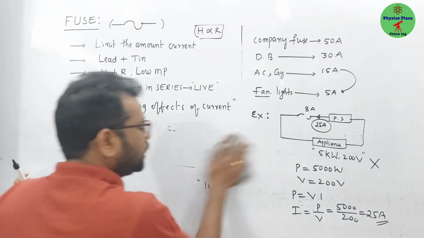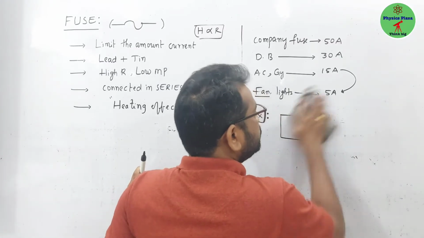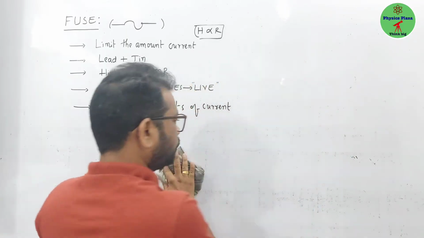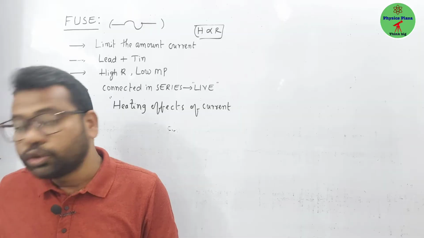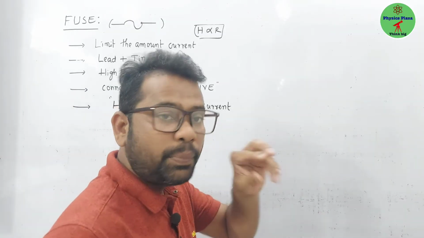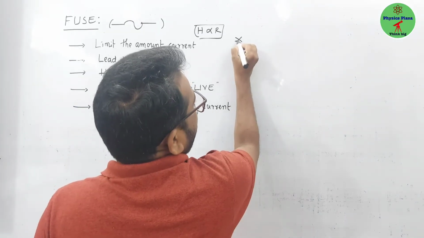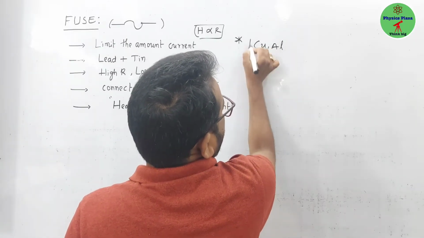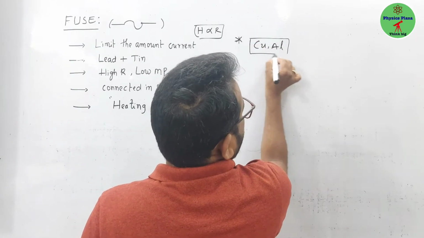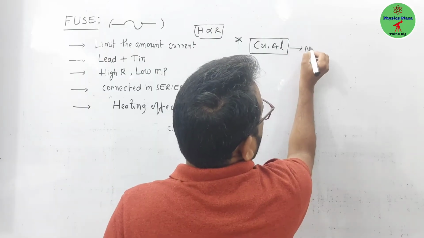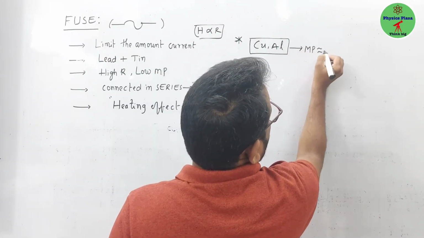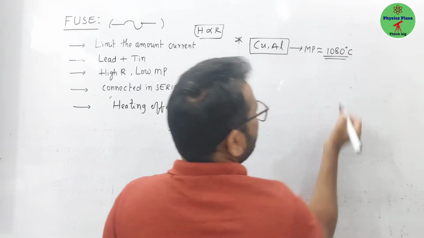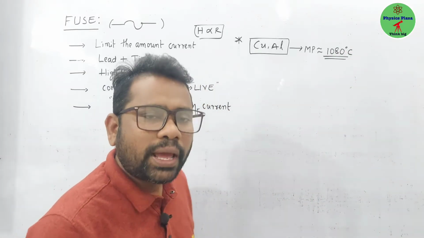Fine, children. Now let us come to the point of why we should connect the fuse only in the live wire, and why not in the neutral wire. Before that, children, why can't we use copper and aluminium as fuse wires? The problem is that their melting point is very high, approximately 1080 degrees Celsius. So what happens?